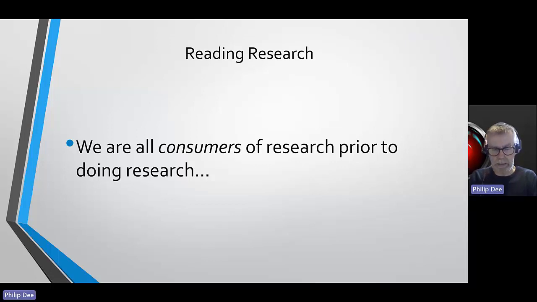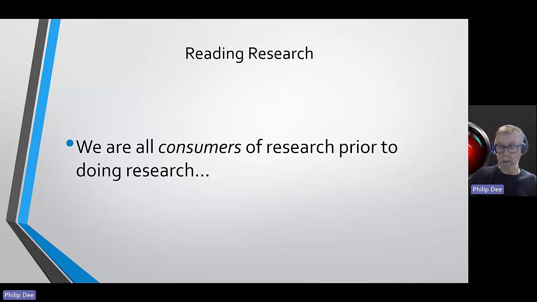Even if we are not yet doing research, we are still a consumer of research because we're constantly being expected to read the research material out there. And this is true whether you're doing qualitative or quantitative. We're going to be exposed to a lot of information, a lot of technical information, and that can be very, very daunting.